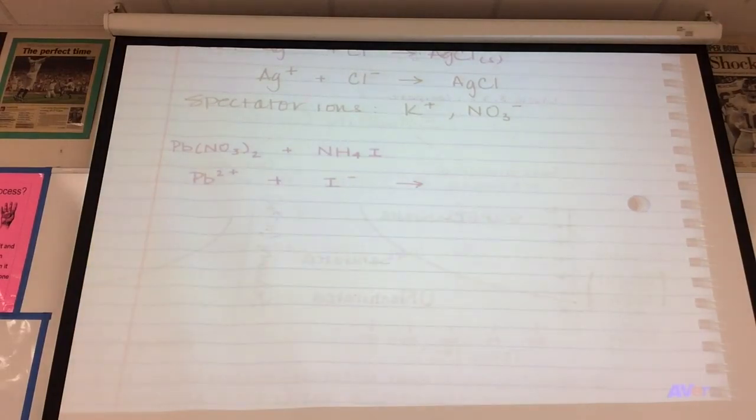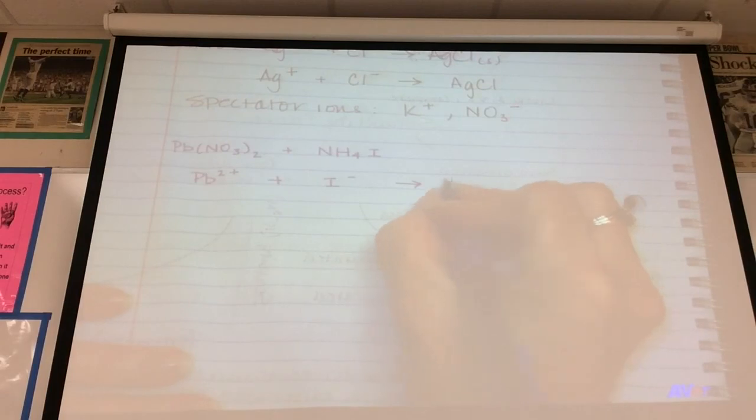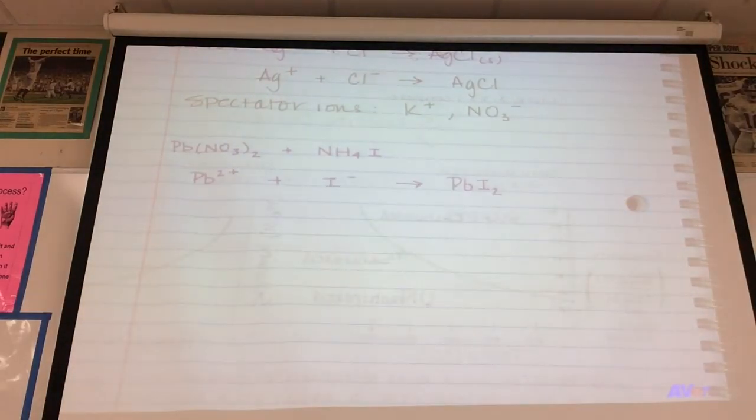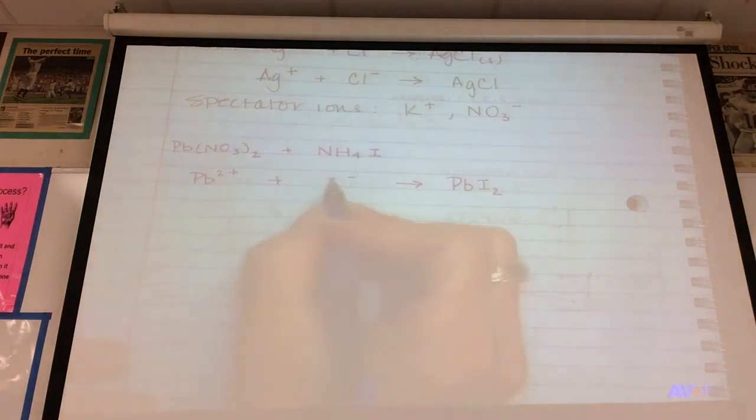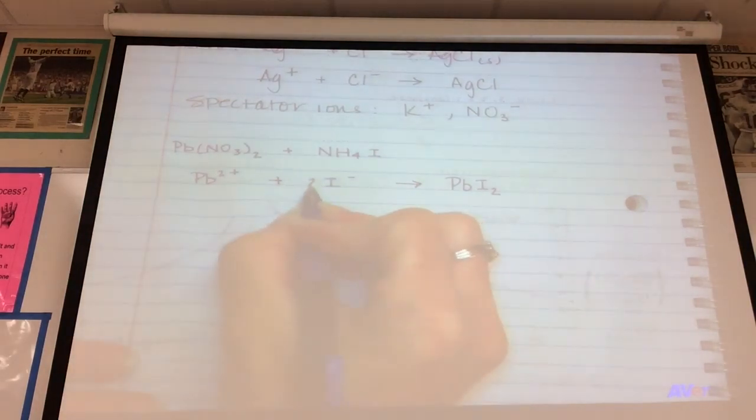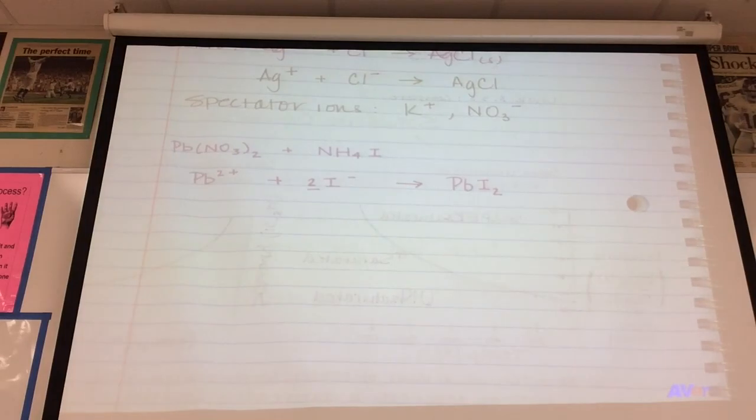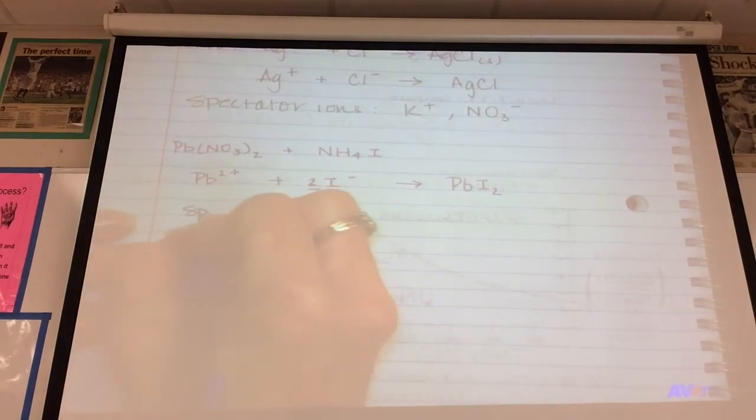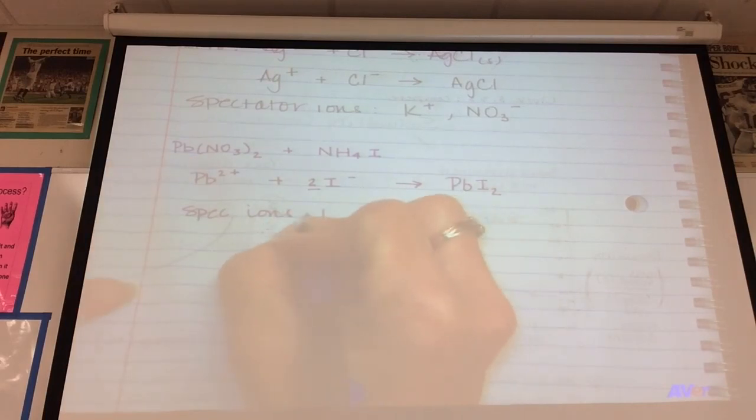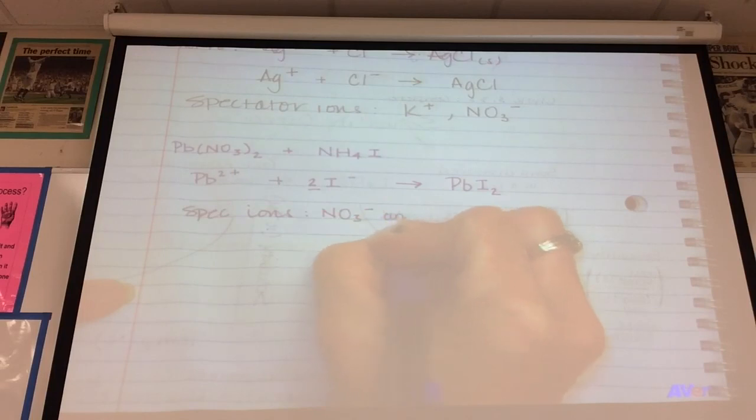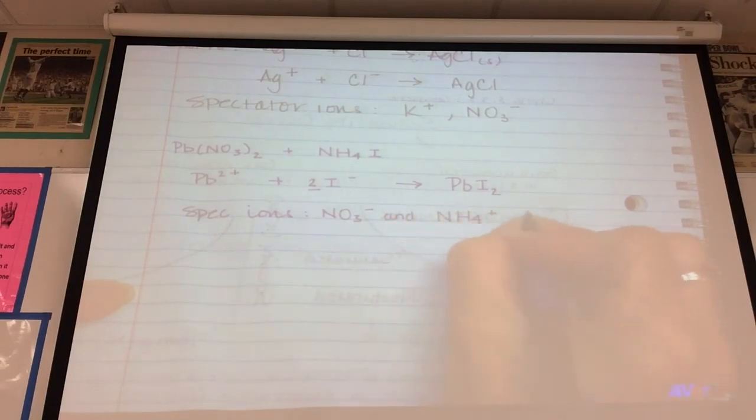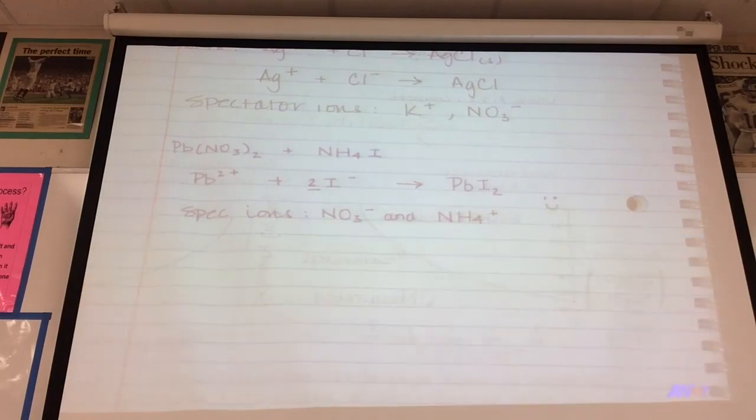And what product would we make? Lead-2 iodide, right? Is that balanced? Is it balanced now? And if I asked you for the spectator ions, they're the ones we didn't use. Nitrate ion and ammonium ion. And you've just earned yourself extra credit.